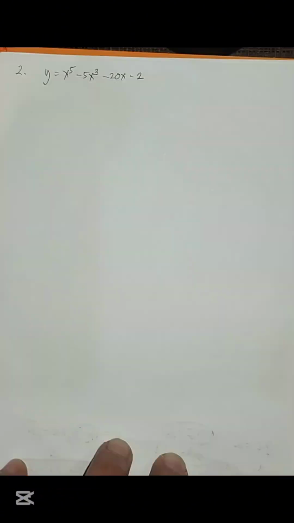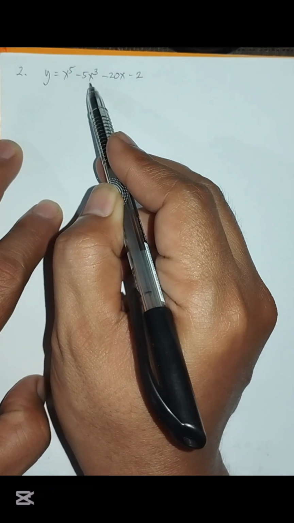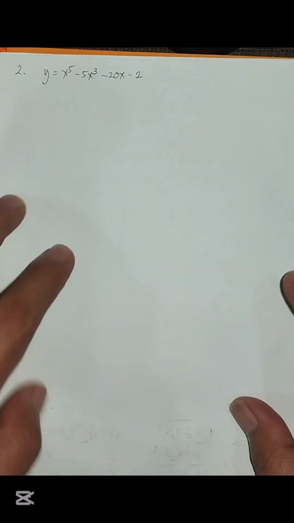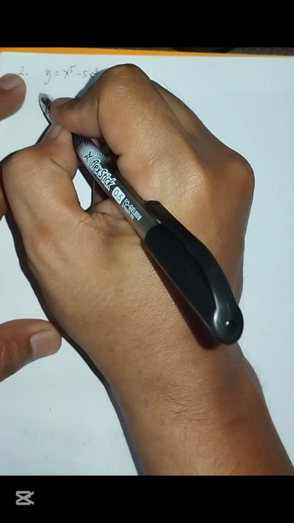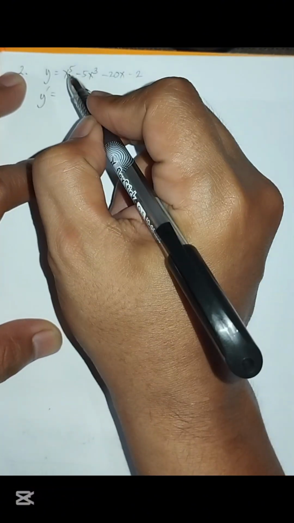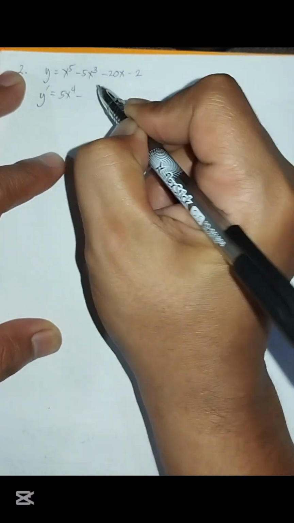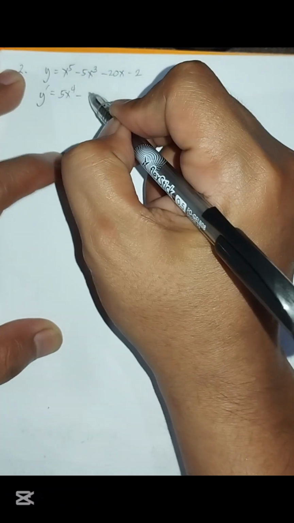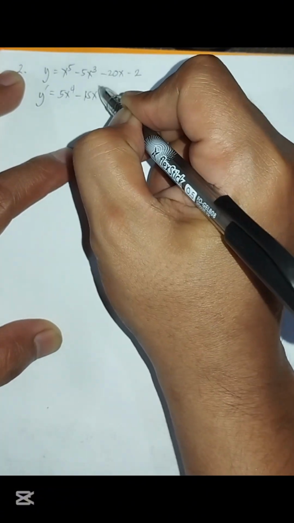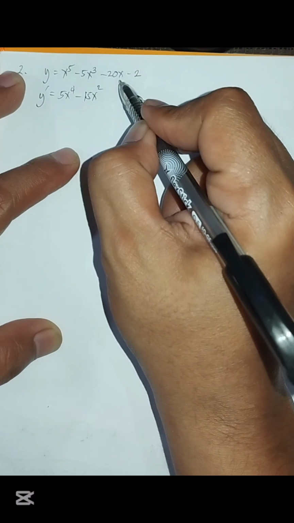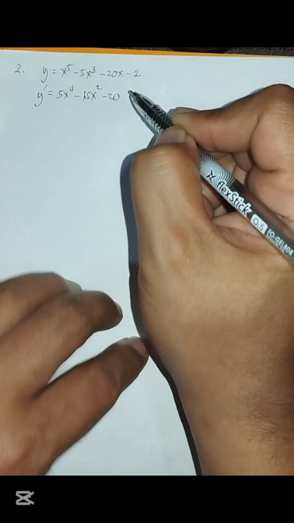So next, number 2, y equals x to the fifth minus 5x cubed minus 20x minus 2. Okay, so first step is to find the derivative. So we have y prime is equal to the derivative of x to the fifth, we have 5x to the fourth, minus the derivative of 5x cubed is 15. 3 times 5, we have 15. Subtract 1 from the exponent, so we have 15x squared. Derivative of negative 20x is negative 20. Derivative of negative 2 is equal to 0.